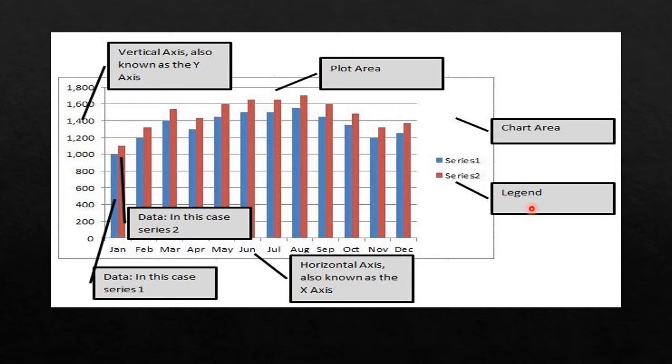And legend means a unique color or pattern. Here the unique color indicates the legend. Then chart area includes all the objects of the chart, that is the chart area.